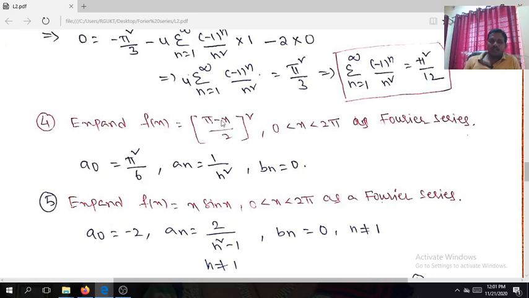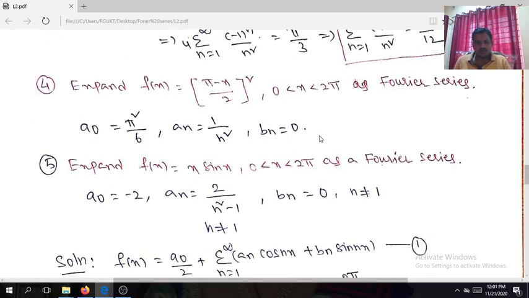See here, if you expand, you will get pi square plus x square plus 2 pi x divided by 2, right? Since a power is there, better to expand this function and multiply with cos nx, sin nx for an and bn. You will get a0 equals pi square by 6, an equals 1 by n square, bn equals 0, and substituting these values in the expansion you will get the answer.